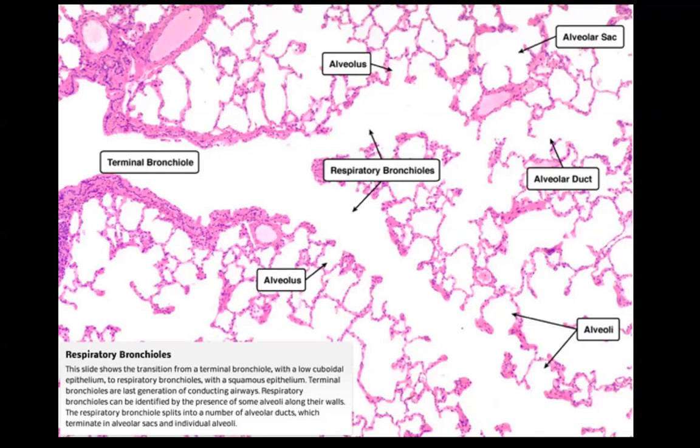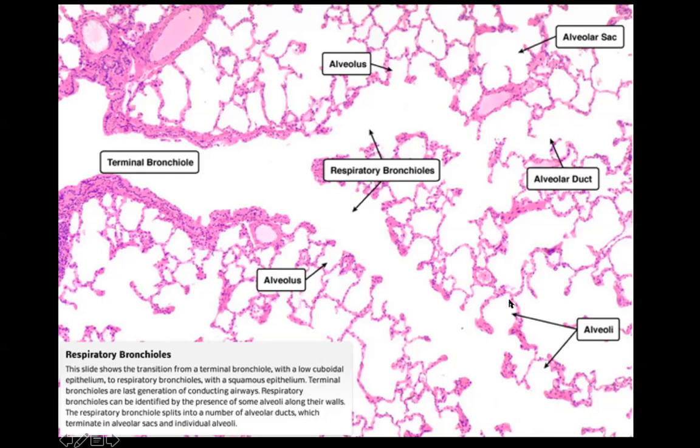And here you can see this transition from the terminal bronchiole that has a low cuboidal epithelium to the respiratory bronchioles that have that simple squamous epithelium, as well as some alveoli along the walls of the respiratory bronchioles. So now we're getting into the respiratory zone and leaving the conducting zone as soon as there start to be alveoli in the walls. And then we have alveoli here, the individual alveoli where that gas exchange is occurring. So that very thin layer that's separating air from blood.